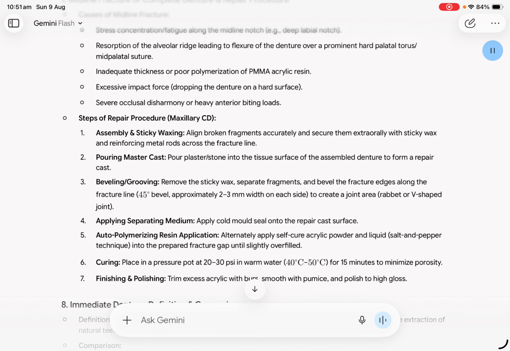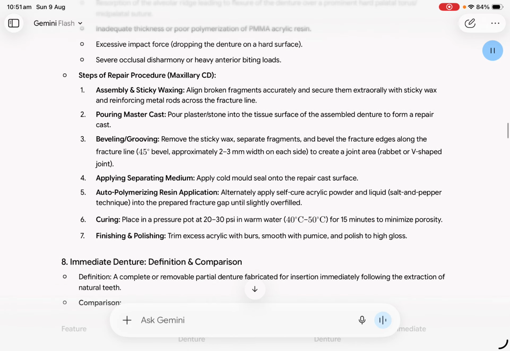3. Beveling/grooving. Remove the sticky wax, separate fragments, and bevel the fracture edges along the fracture line, 45 degrees, approximately 2 to 3 mm width on each side, to create a joint area, rabbet or V-shaped joint. 4. Applying separating medium. Apply cold mold seal onto the repair cast surface.